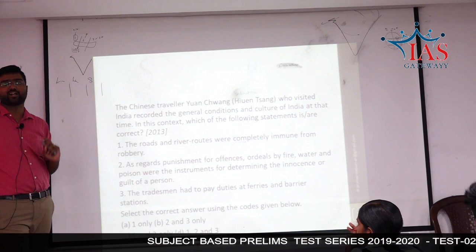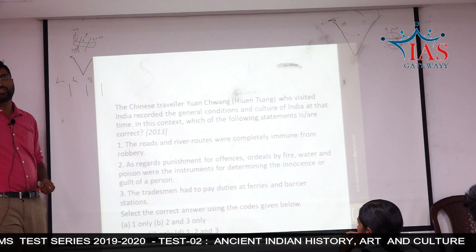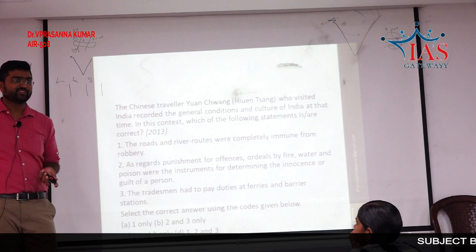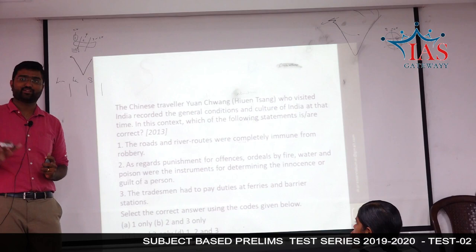So if you eliminate the first statement itself, you get the answer, 2 and 3 only. But whether this question is a difficult question or an easy question, if you take your NCERT Themes in Indian History, the first chapter on travelers, they have given so much detail about travelers, and from that only they have asked a question. So that means whatever is given in your NCERT should be the prime focus, from that maximum questions come.